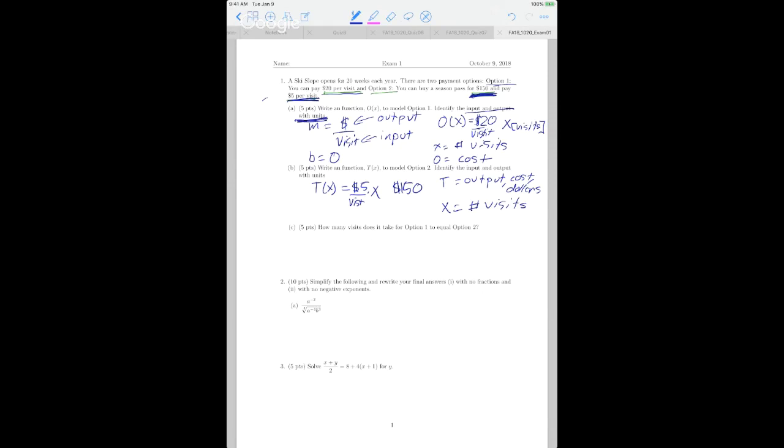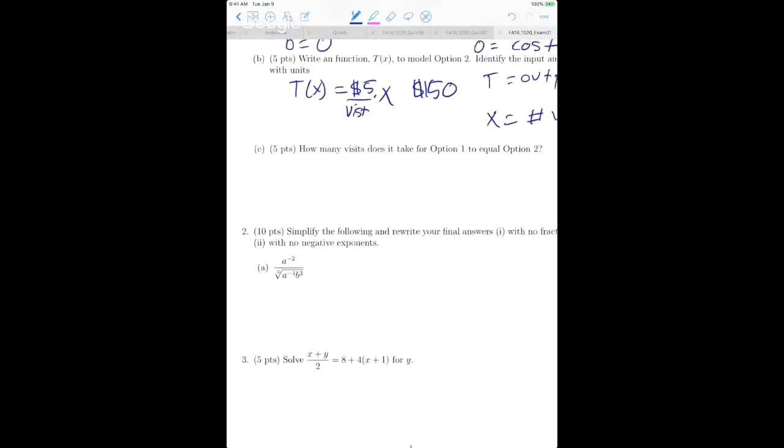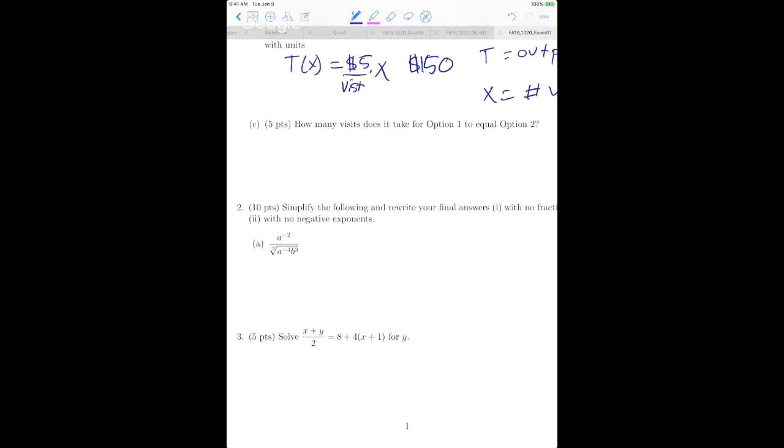Okay, so how many visits does it take for option 1 to equal option 2? This is not a problem that you write a table for. In fact, this is college. We're done writing tables. We solve equations here. All right, so let's do it. O of x is 20x, right? There we go. T of x is 5x plus 150, right?